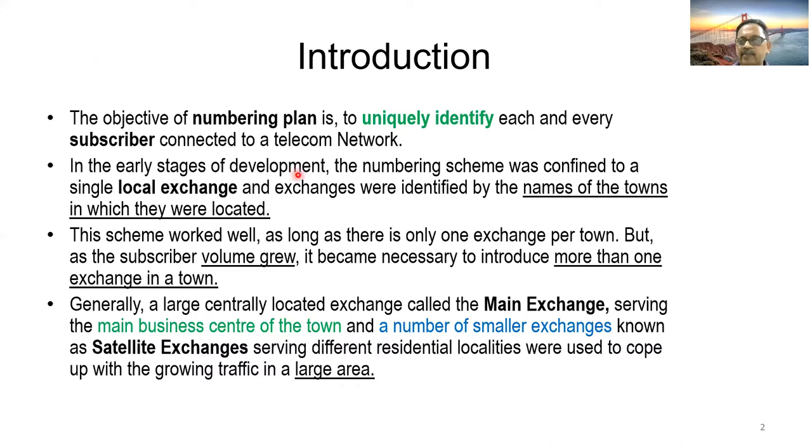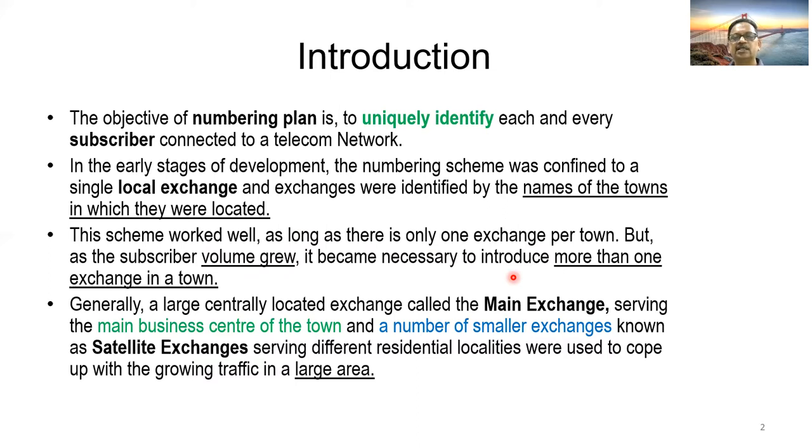In the early stages of development, the numbering scheme was confined to a single local exchange, and exchanges were identified by the names of the towns in which they were located. So the numbers were given based on the local exchange, and the name of the exchange was given by the name of the town: Vijayawada, Guntur, Hyderabad, Bombay, Chennai, like that. The scheme worked well as long as there was only one exchange per town. But as the subscriber volume grew, it became necessary to introduce more than one exchange in a town.